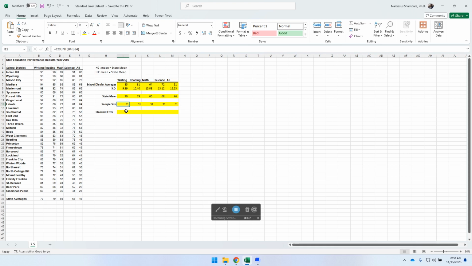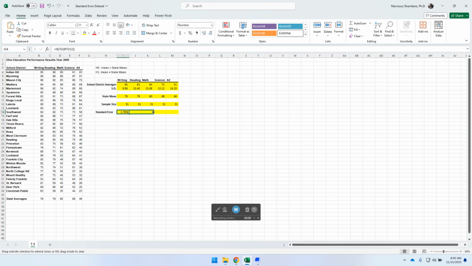To calculate the standard error, we use the standard deviation divided by the square root of the sample size. In Excel, we have the function called sqrt, which is square root. Double click on it, and the sample size. There we go, like that. So that's our standard error.